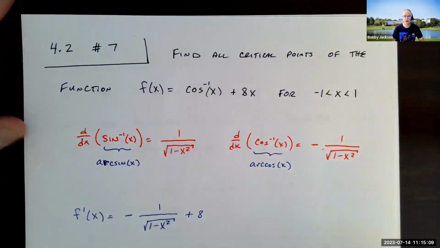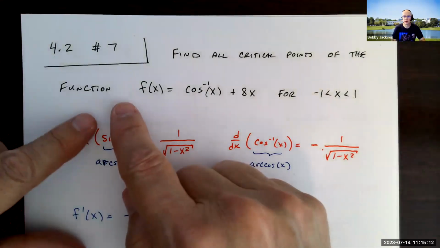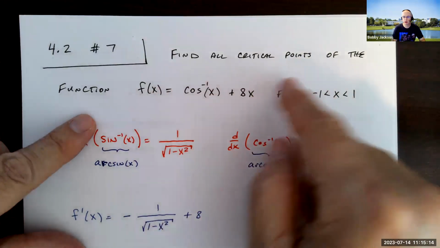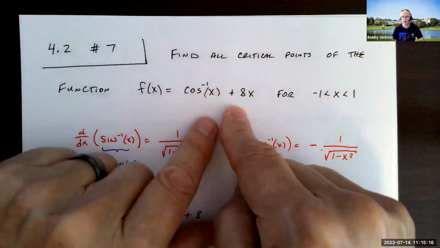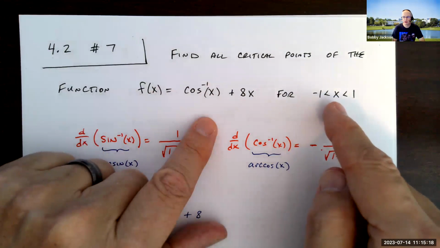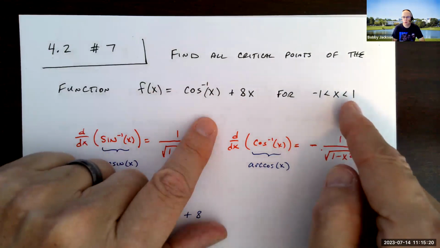Hey everyone, let's take a look at number 7 in section 4.2. We're going to find all critical points of this function for the values of x strictly between -1 and 1.